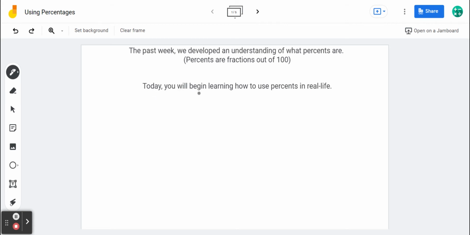Today, you're going to begin learning how to use percents in real life. So that's the focus today. How are we going to be using percents in real life, or in this context, in real life word problems? That's the only way that we'll see percents in real life problems.